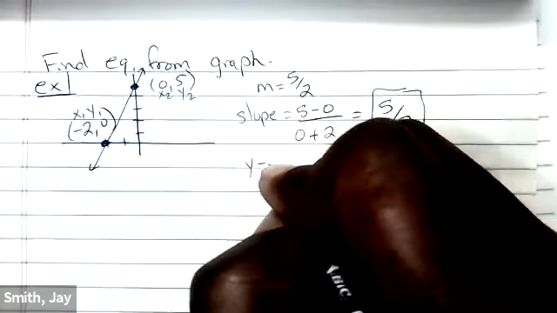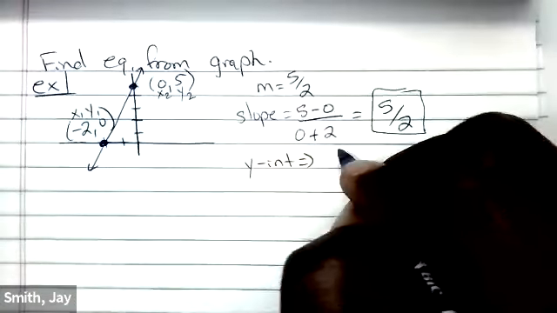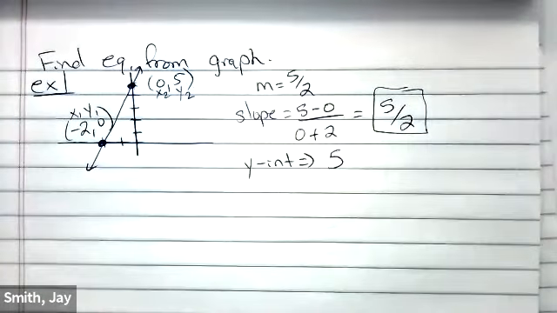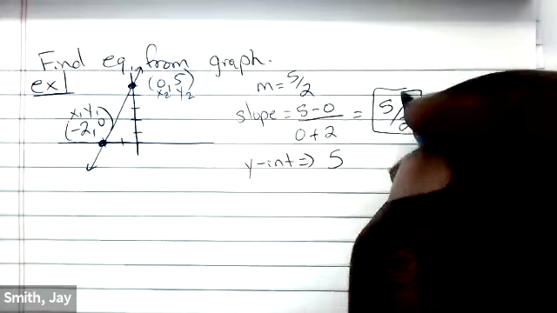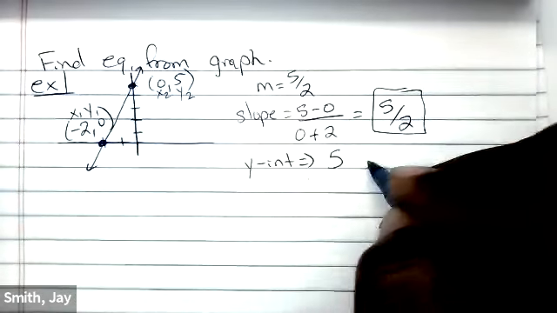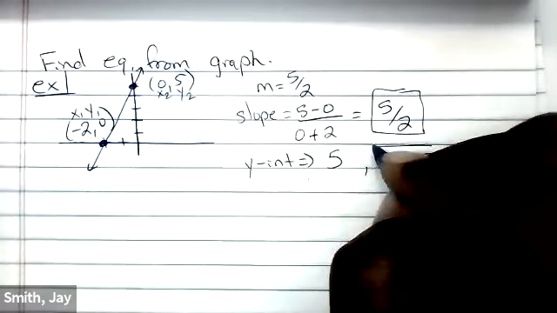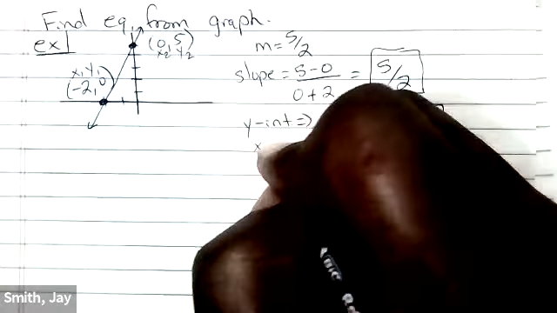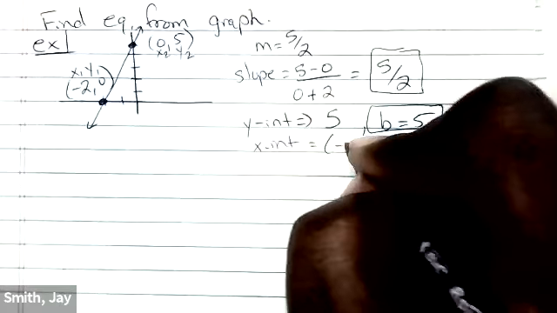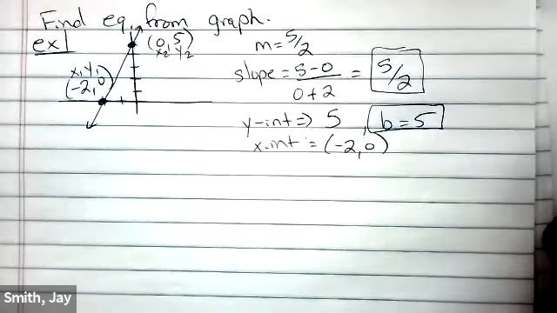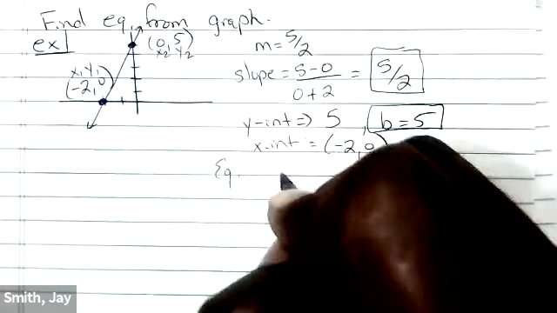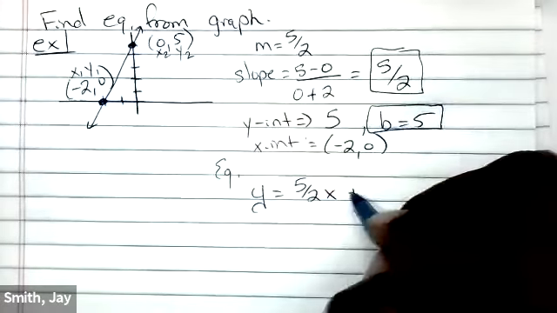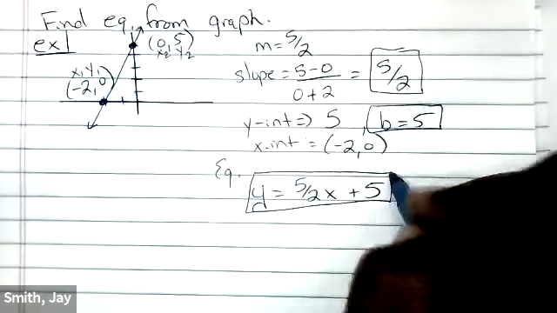Now, if you understand what y-intercept means, we can just look at the graph and see the y-intercept, +5. It shows it right here where it intersects the y-axis. That's going to give me b, which is my y-intercept of 5. My x-intercept given to me in the graph is the ordered pair (-2, 0). So the equation of this line: y is equal to my slope, 5/2 x, plus b, or plus 5. This is the answer.